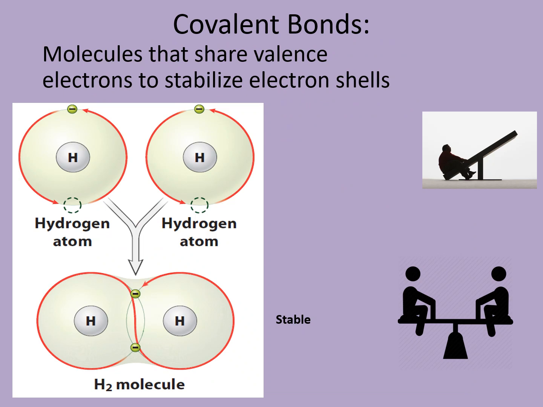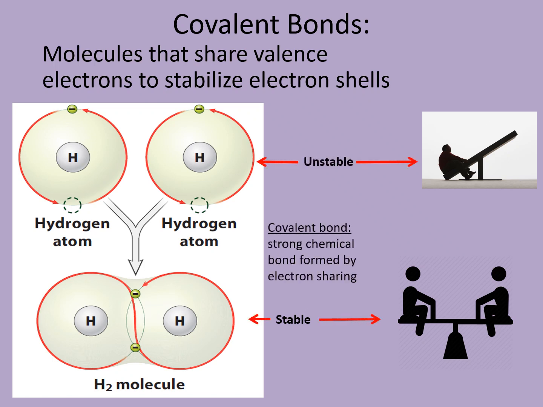Now to get into the definitions of each of the different types of bonds. The first one is covalent. This is where molecules that share valence electrons actually will combine to stabilize their electron shells. So think of it as a seesaw, right? You've got one person on one side, you need someone on the other side to make it stable. That's kind of what hydrogen atoms do. So they each have something missing. They have one each in their outer shell. So they combine together and they use both of those together to technically each have 2. And that's where you get your H2 molecule.